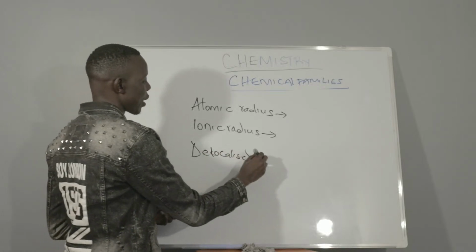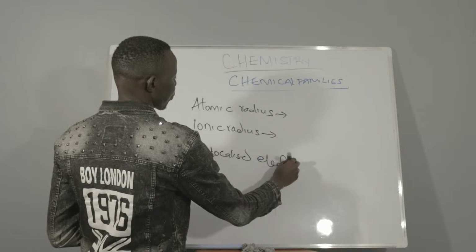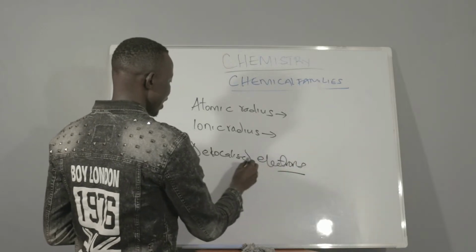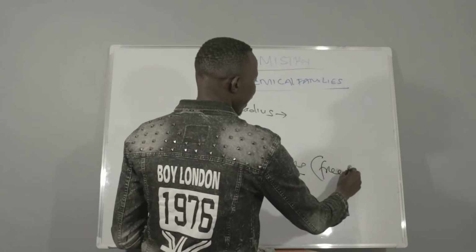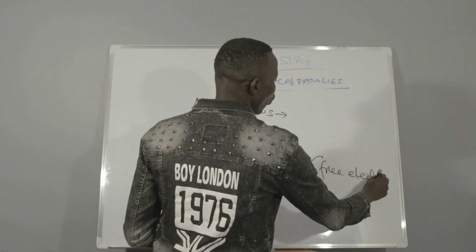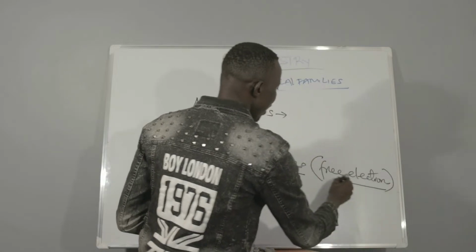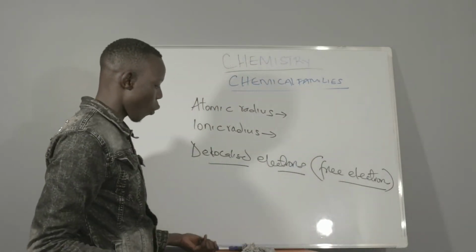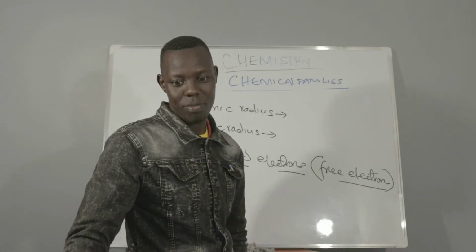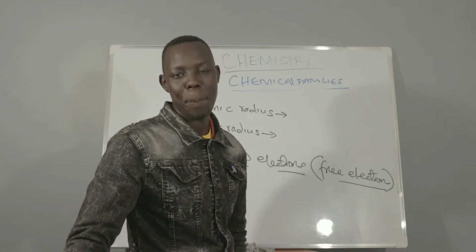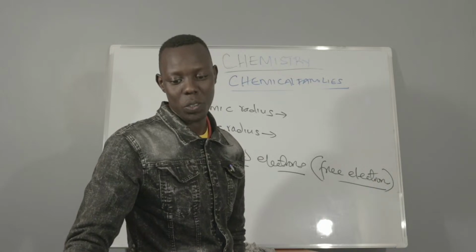Delocalized electrons. This means free electrons which are used to conduct current. So they are good conductors of electricity. Why? Because they have delocalized electrons.